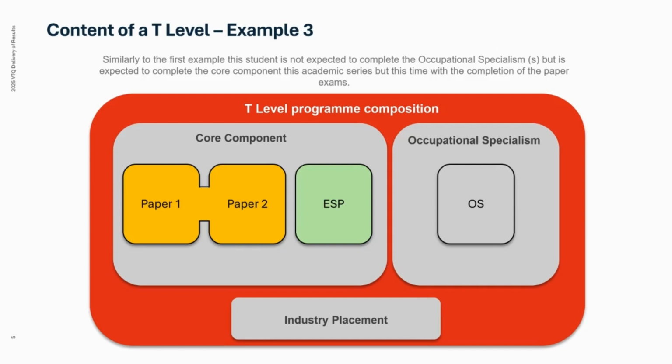This example is similar to the first in that they are not due to finish the occupational specialism this academic year, but are expected to complete the core component by completing the paper exams identified here in amber. The ESP has already been completed, identified in green. So for this checkpoint data, the paper exams need to have a yes for the certification intention data.